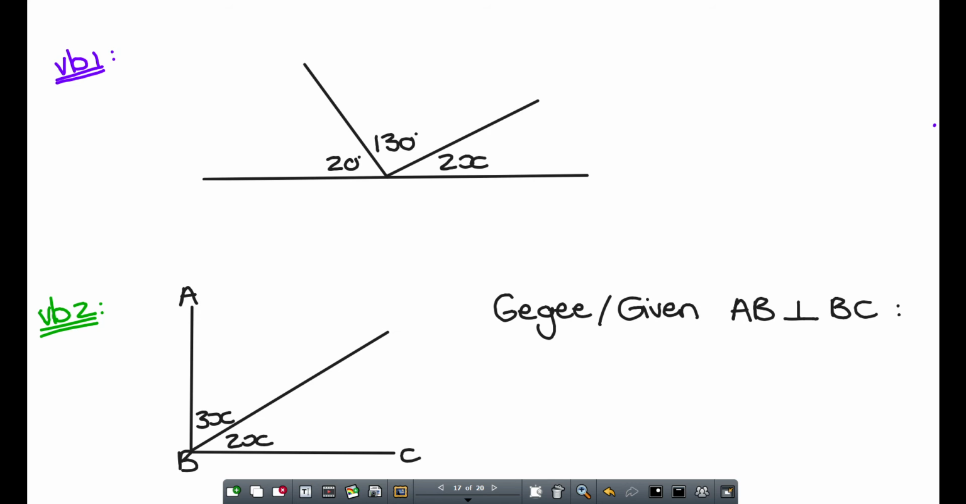Good. Okay. At example 2, please have a look. It says given AB, and then what's that little sign there? Perpendicular. AB perpendicular to BC. What does it mean when two lines are perpendicular? Okay, that's all I'm going to say. Right. Do number 1 and 2. It means it forms a 90 degrees angle.